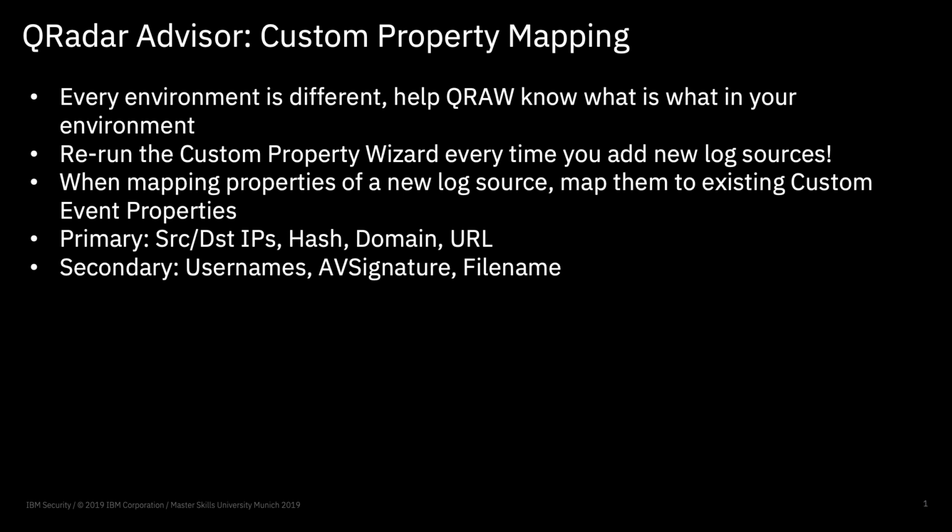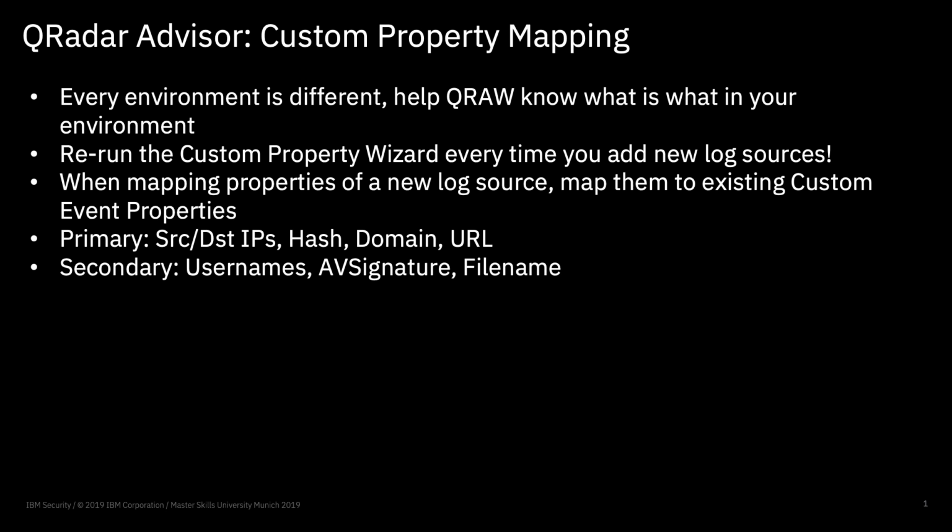And actually, you should rerun the custom property wizard every time you add a new log source. And the reason is because when you add a new log source, it will come with some default custom event properties. What you should do is look at your new log sources and see if there's any data that can be extracted using a custom event property, primarily source and destination IPs, hashes, domains, and URLs. Those are the main types of data that Advisor keys off of, right? And obviously secondary would be usernames, AV signatures, and file names as well.